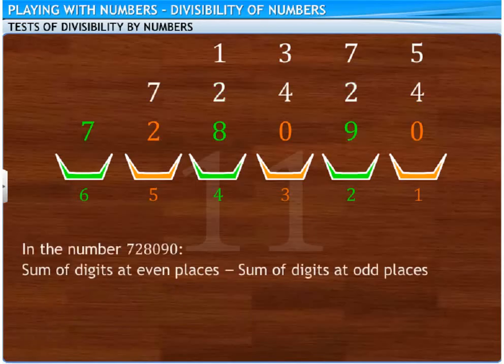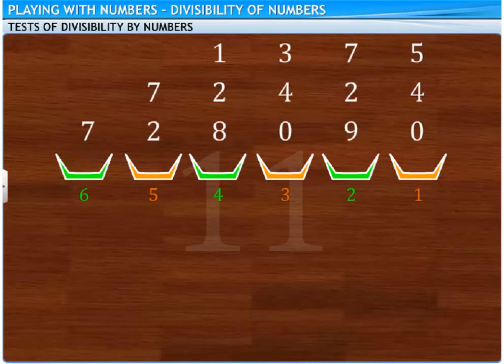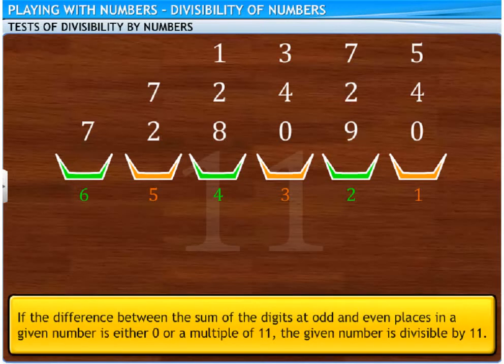The difference between the sum of the digits at the odd and even places in 728,090 is equal to 22, which is again divisible by 11. This is true for all numbers divisible by 11. If the difference between the sum of the digits at the odd and even places in a given number is either 0 or a multiple of 11, then the given number is divisible by 11.